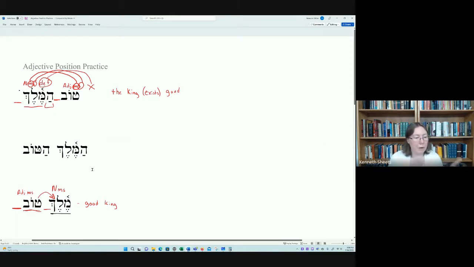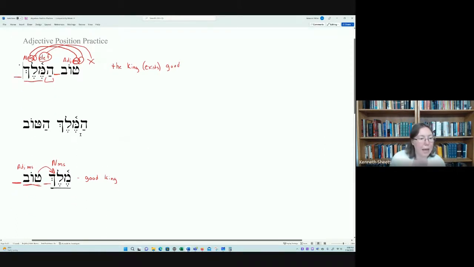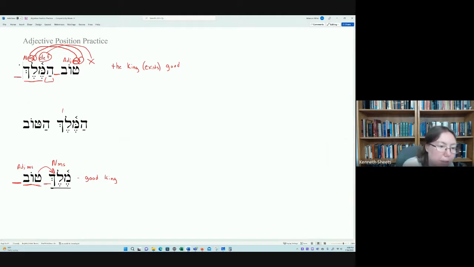But notice here, Hamelech hatov. So up above we had tov Hamelech. Here we have Hamelech hatov. So Hamelech, once again, we know that is going to be our noun. We know that it is masculine singular. And I can see hey with the pathak followed by a dagash forte. So I know this is going to be definite.